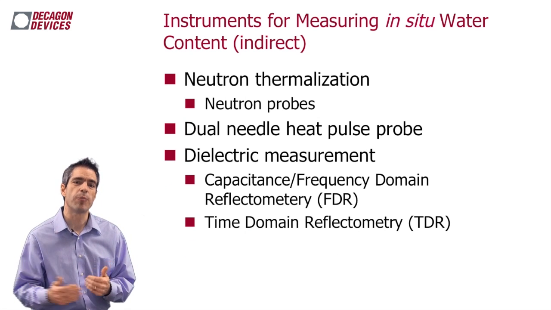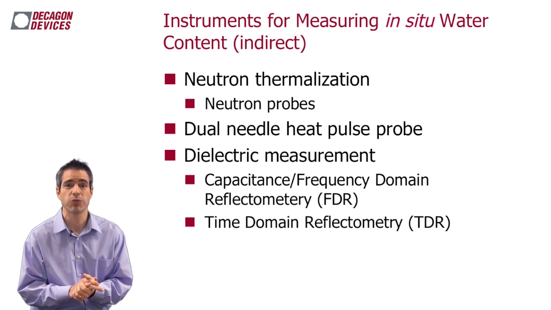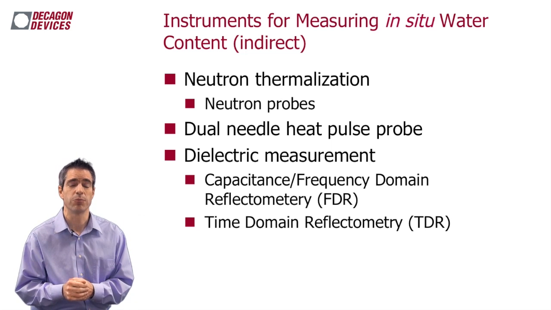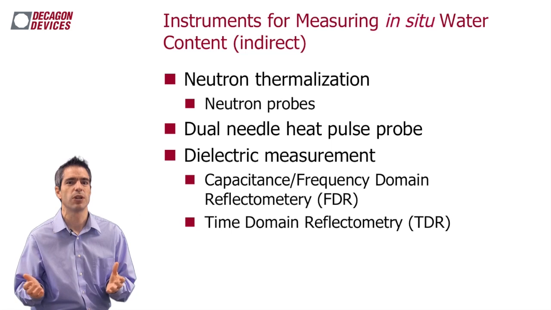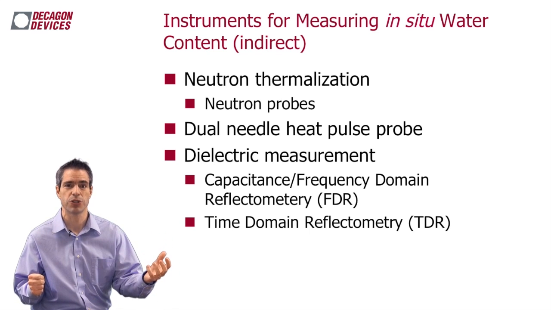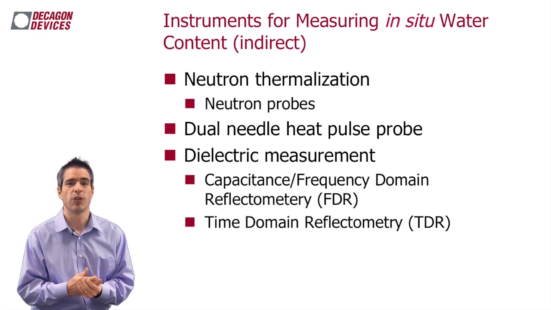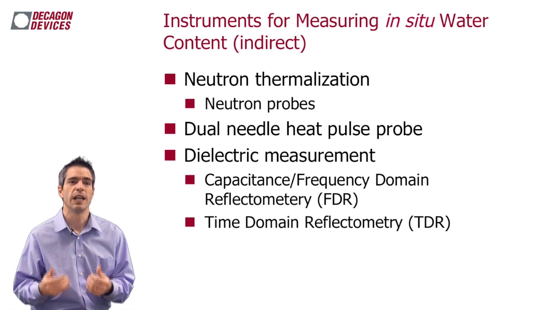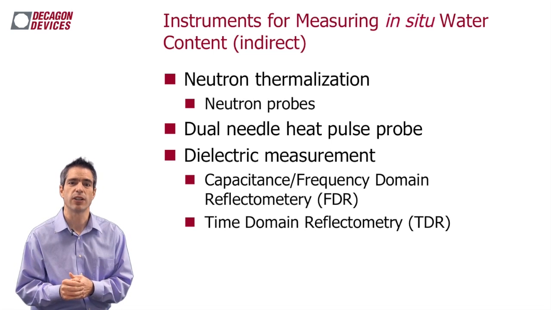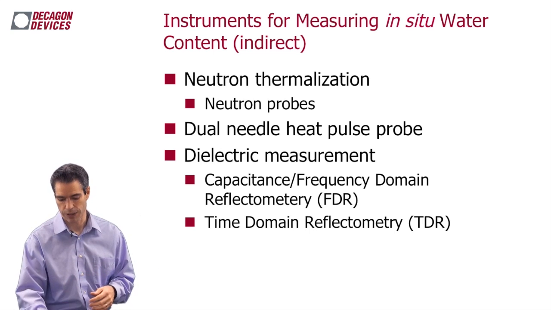Now we're going to quickly step on into other techniques, because my guess is you probably know all about the gravimetric technique and are quite familiar with making measurements on a scale. But what about all those other ones I mentioned at first? All these measurements are indirect. That means we're taking a property that we can measure and we're inferring a property that's more difficult to measure. And we're going to start with neutron thermalization. We're going to talk about the dual needle heat pulse probe, and then finally talk about the measurement of dielectric permittivity, and talk about how all these are related to volumetric water content.